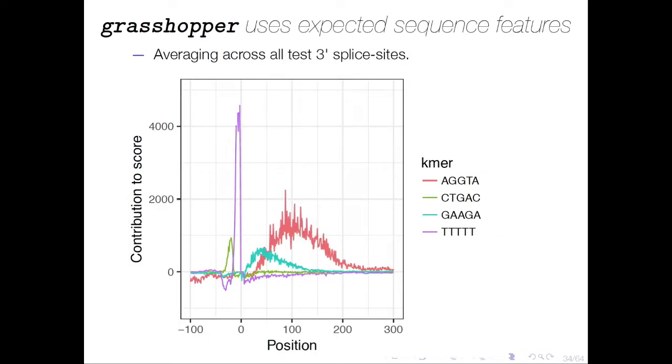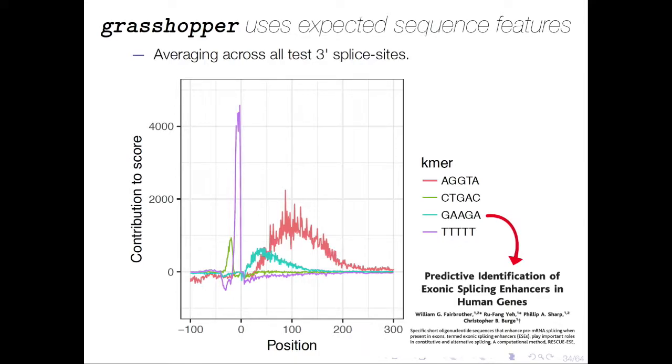We've done a similar analysis where we've aggregated across all test 3' splice sites using a k-mer-based analysis, in this case using 5-mers. So here we run in silico mutagenesis and then ask what's the contribution of each k-mer at each position, and then aggregate that across the test set. And this recapitulates some of the features I showed you on the previous slide. So in particular, this green here corresponds to the branch point. The purple here corresponds to the polypyrimidine tract. The red corresponds to the 5' splice site.